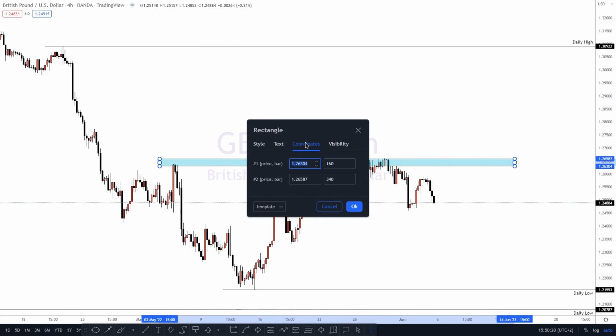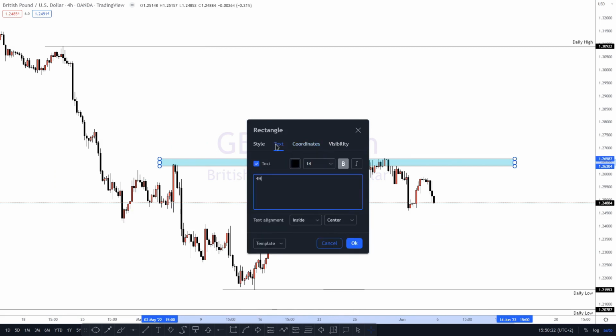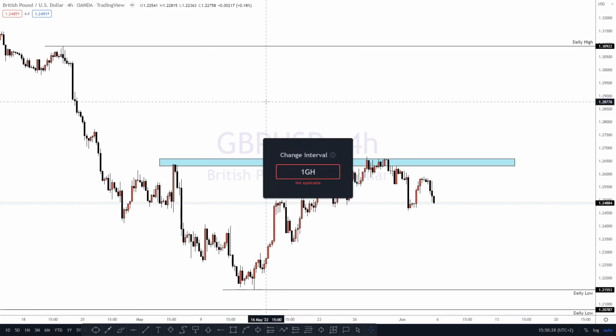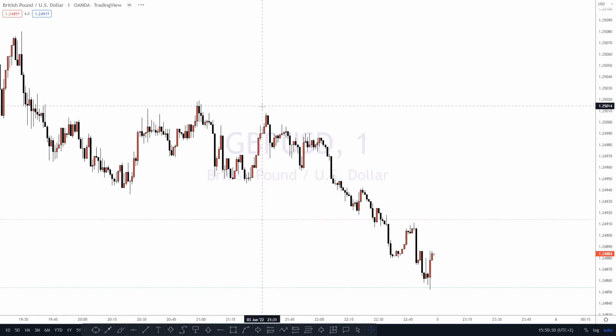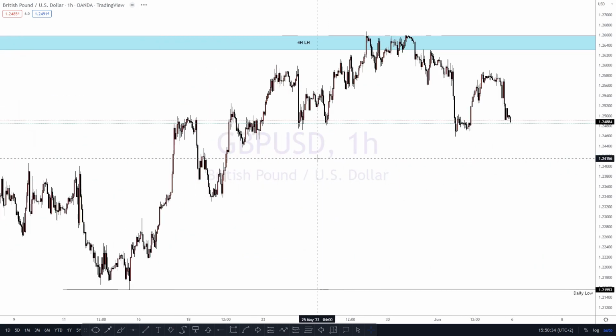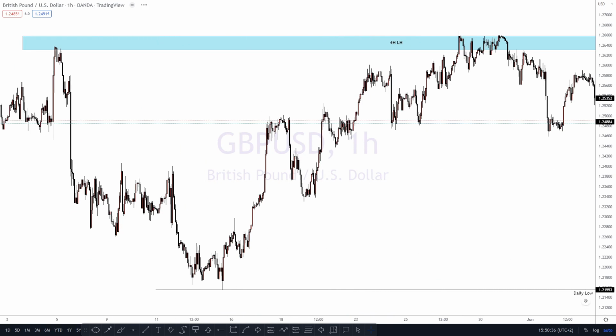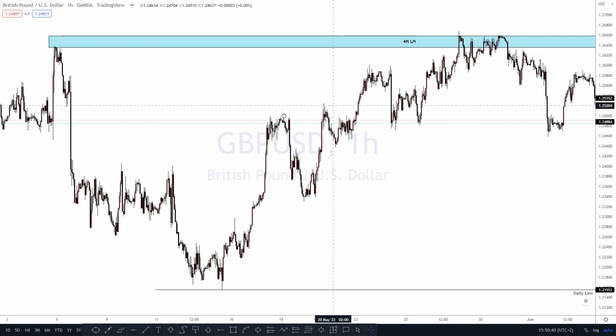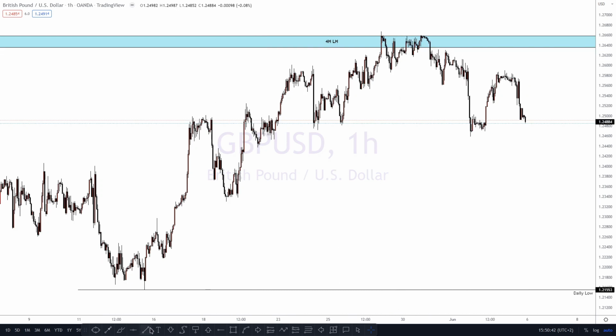So this just right here is a 4H. Sorry about that. The 4H lower high. Move down to a 1H structure. This is what we have. I'm still not changing this. I'm just having to accommodate this right here.